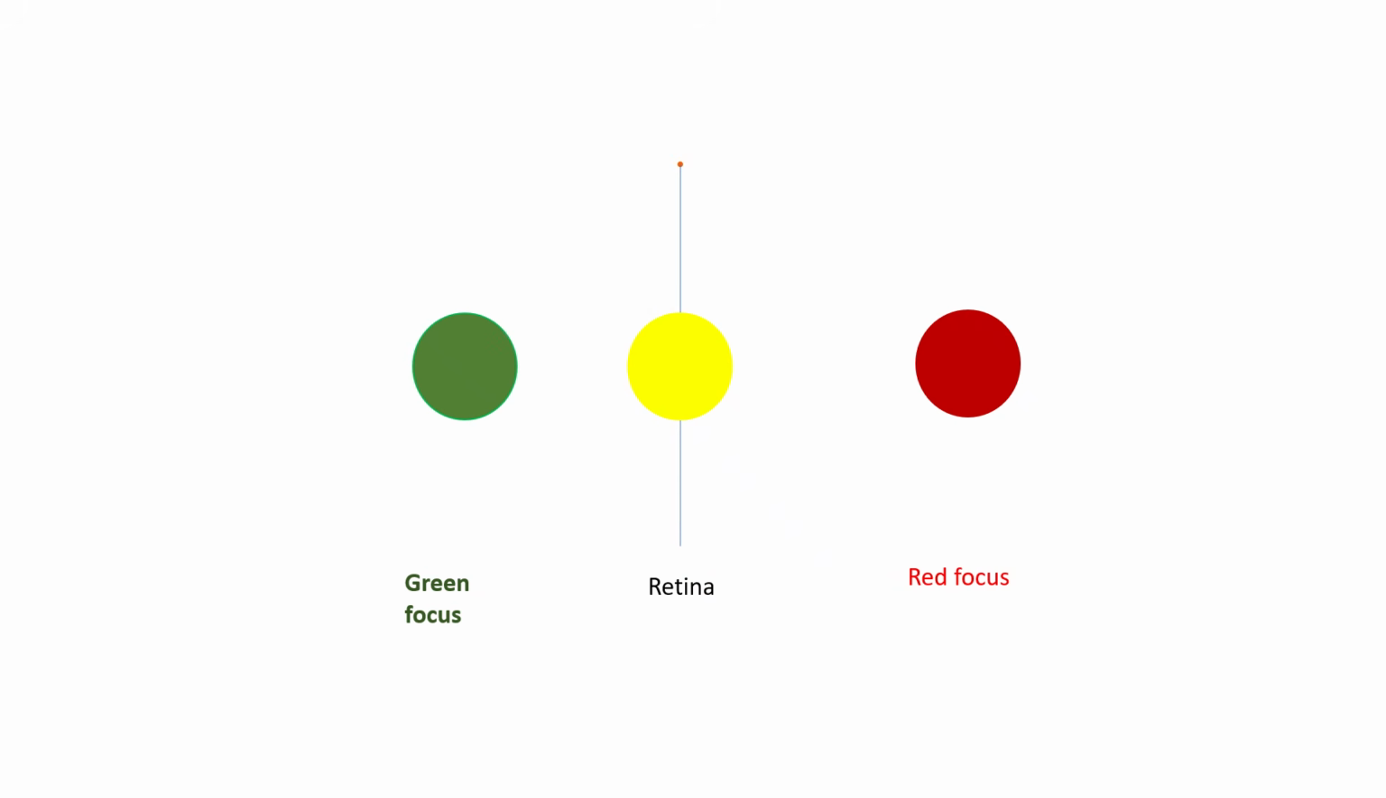Now, if you look at this, this is the retina. This is the perfect focal point, and this is the green focus, which is actually in front of it, and the red focus, which is actually behind the retina. Now, when we are doing the Duochrome test, we show letters in both green and red.